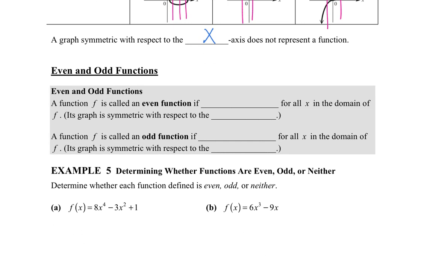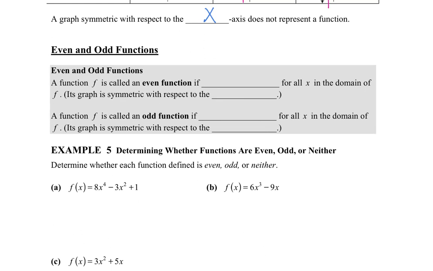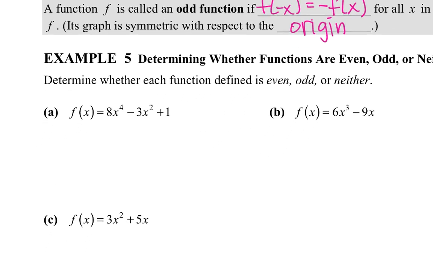Now, even and odd functions. All right, so a function is called an even function if, when you replace x with negative x, you get the same answer for all x in that domain. And this would be symmetric to the y-axis. A function is called an odd function if you replace x with negative x, and instead of getting the same answer, you get the opposite signs for everything, then this is with respect to the origin. So let's just see if they're odd, even, or maybe neither.